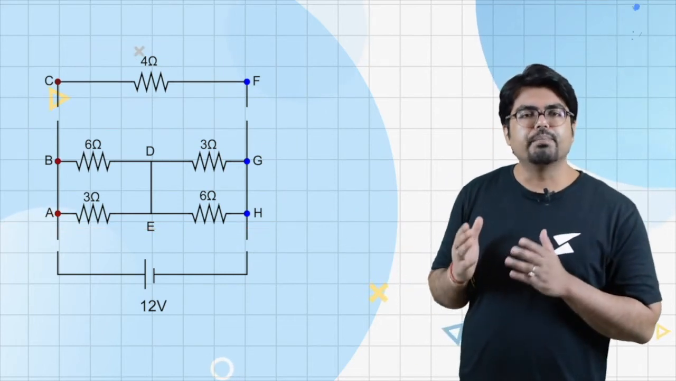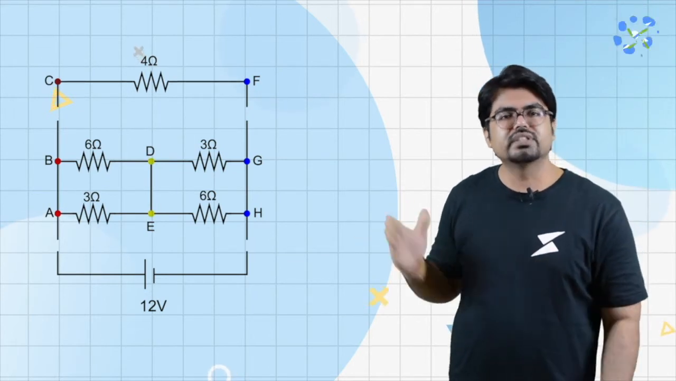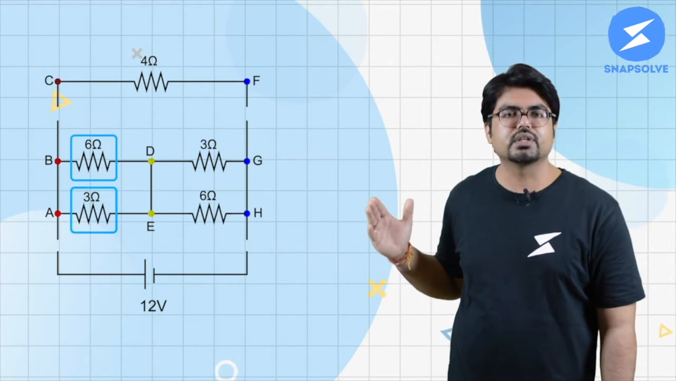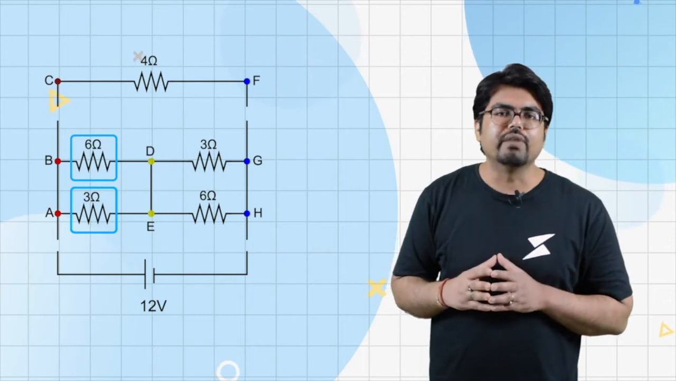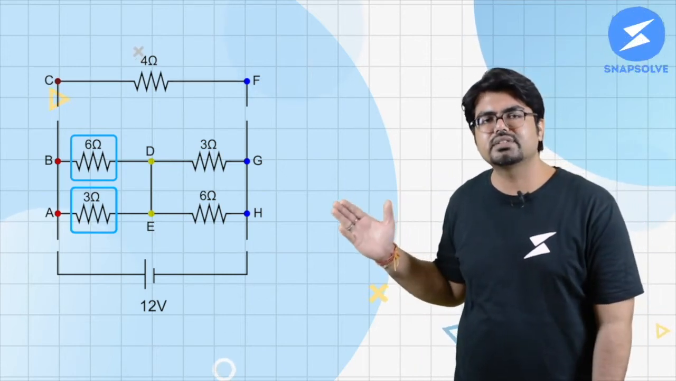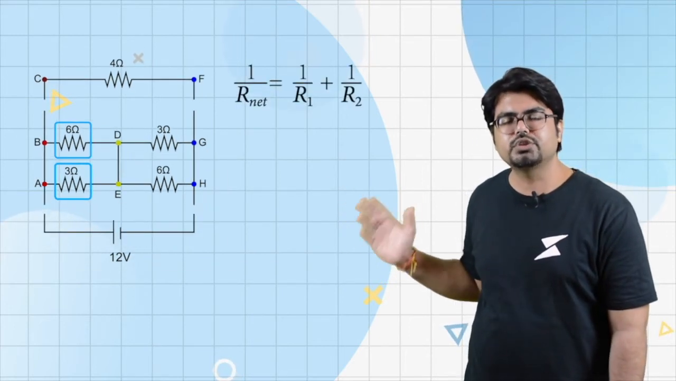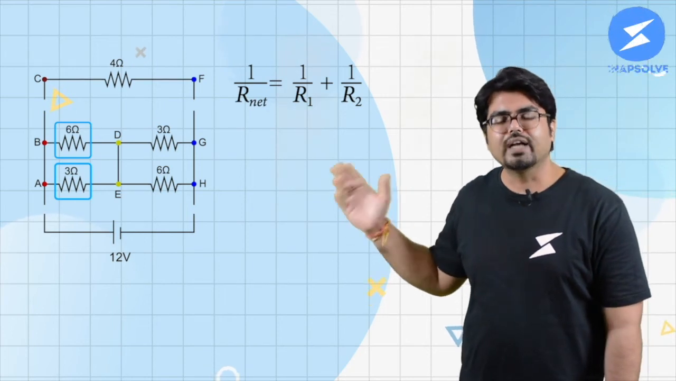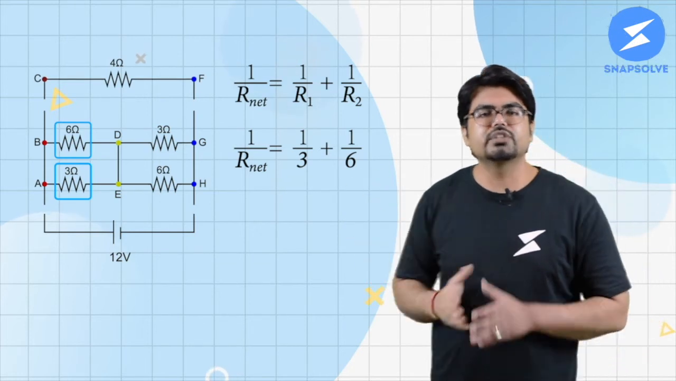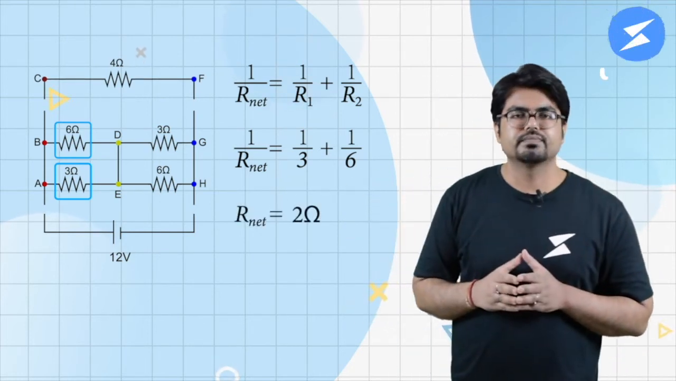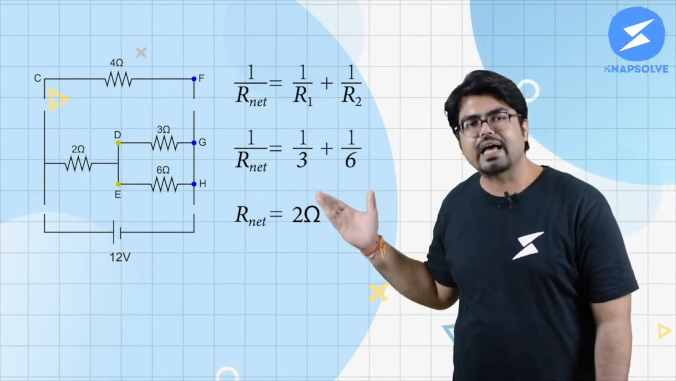Since A, B have the same potential and D, E are also at the same potential, this 6 ohm resistor and this 3 ohm resistor have the same potential difference and can be taken as parallel. As we know, when two resistors are in parallel, the net resistance is given by 1 by R net equals 1 by R1 plus 1 by R2. So here 1 by R net equals 1 by 6 plus 1 by 3. On solving this, you will get the net resistance as 2 ohm. So now we can replace this with a resistor of 2 ohm value.